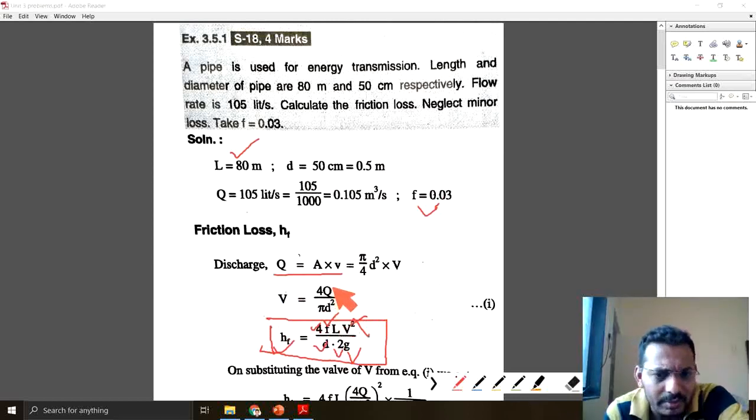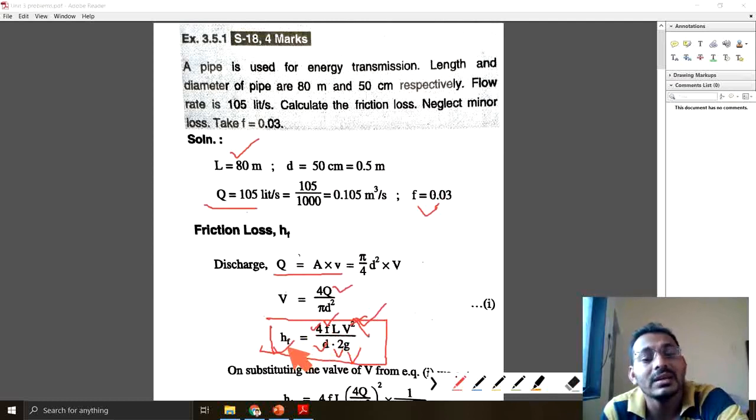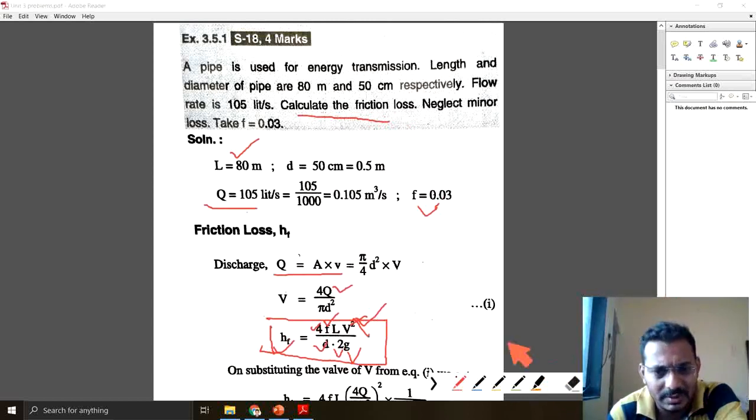Now in this formula, Q is given, pi is known, 4 is known, d value is also given. So you can calculate the velocity and put it in this formula. Now velocity is known, and you can put it in the formula and you will get the final frictional loss, and that is the need of this problem.